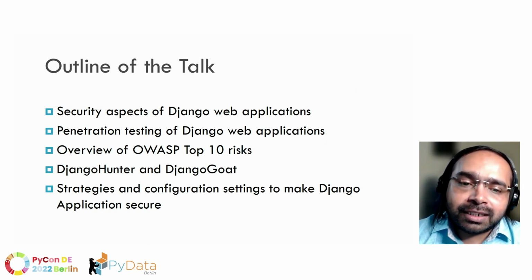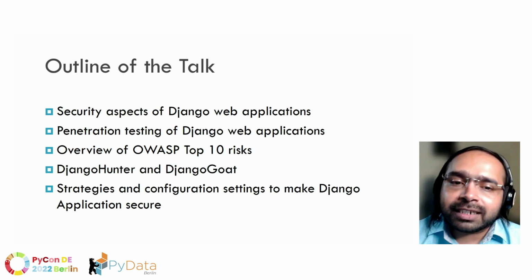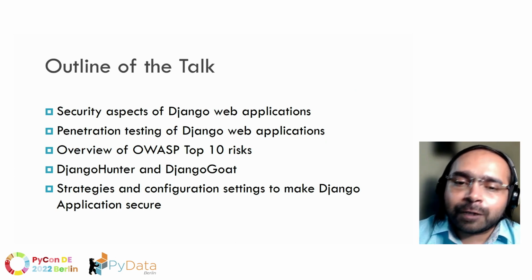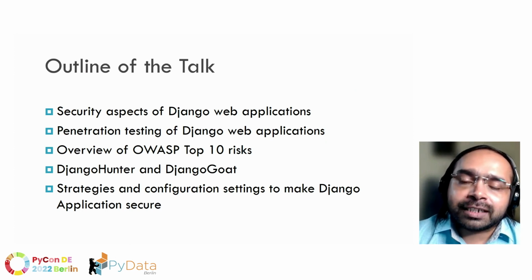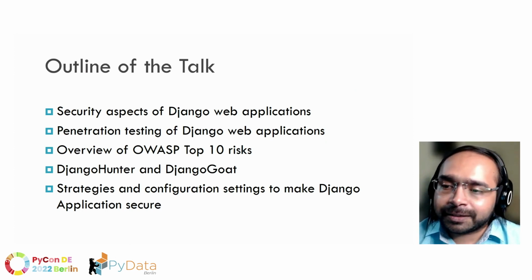Then we'll discuss in brief two applications, Djangohunter and Django Goat, then strategies and configuration settings to make Django applications secure. So we will not be covering some of the topics in sequence. We'll be covering OWASP topic, OWASP risk and its associated mitigation strategies.